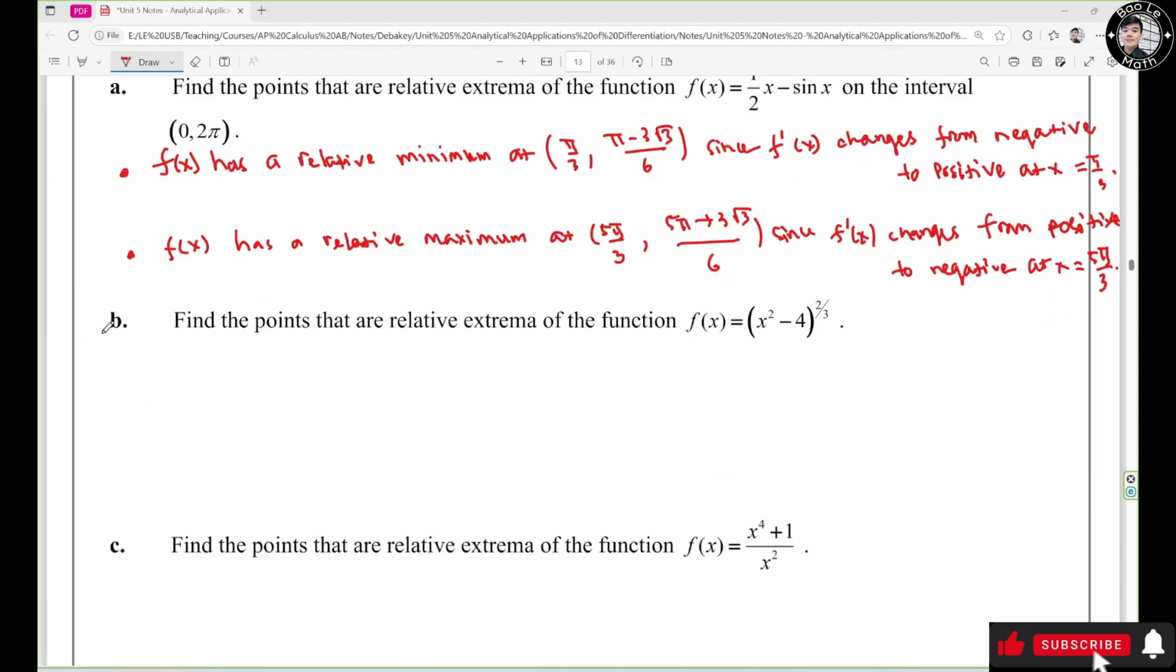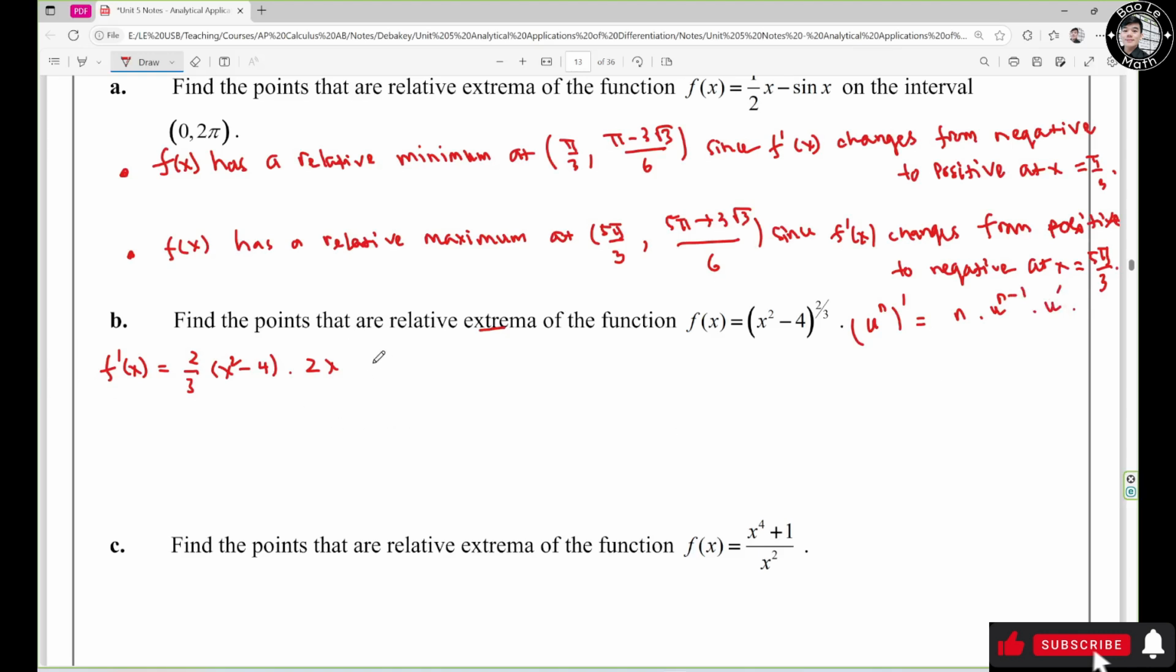Now let's move on to question B. Find the points that are relative extrema on the function f of s equal this one. First you need to calculate the first derivative of f of s. It turns out to be 2/3 times s squared minus 4, times 2s. You need to use the chain rule: u to the n, prime, equals n times u to the n minus 1 times u prime.